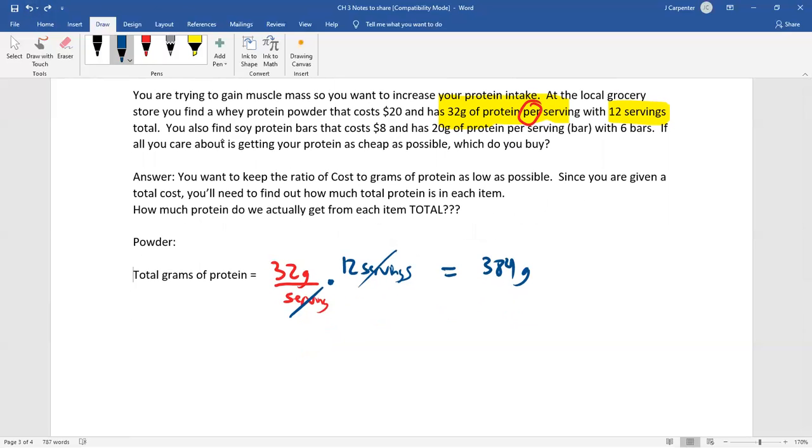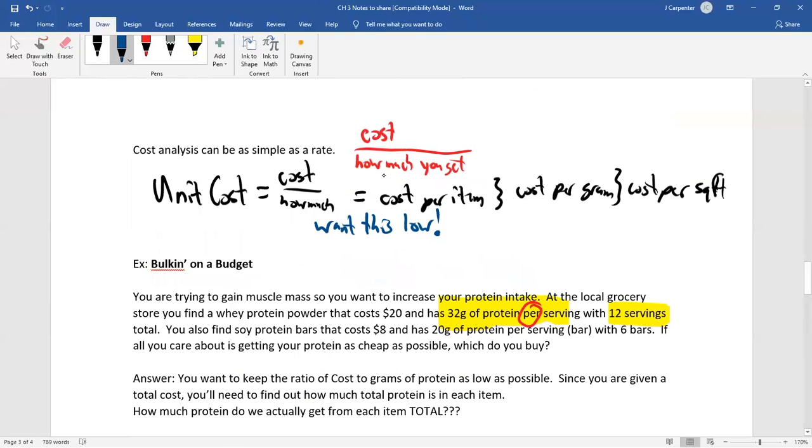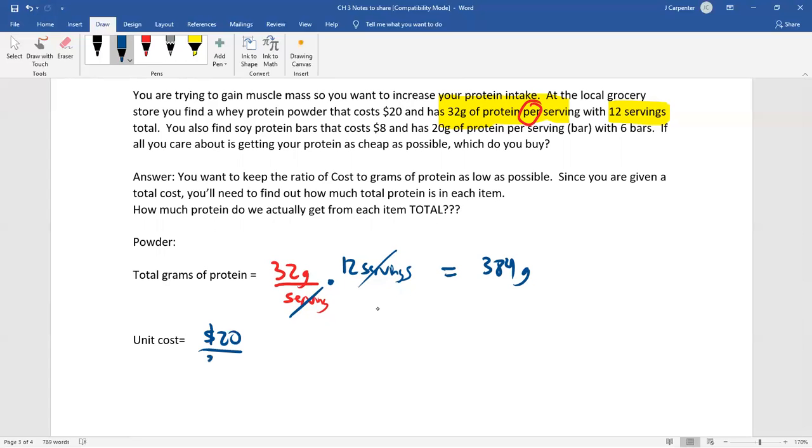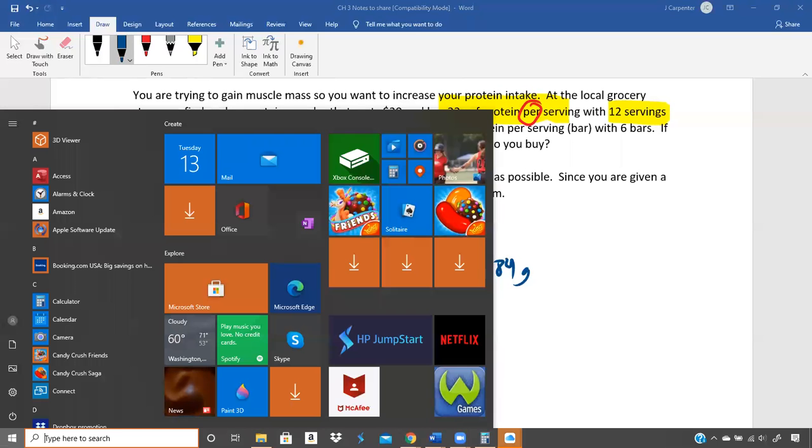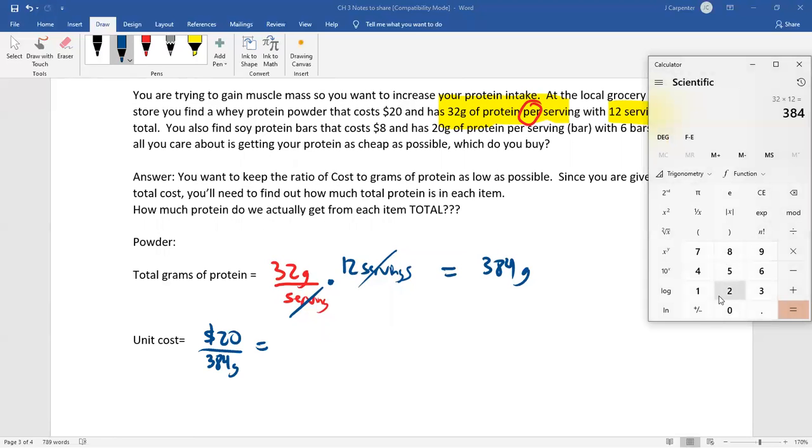Okay, so then the unit cost would be equal to, we take the total cost, which is the $20, we divide it by how much we have, which is 384 grams of protein. So we take 20 and divide by 384. 20 divided by 384. And we get 0.052 blah, blah, blah, blah, blah.